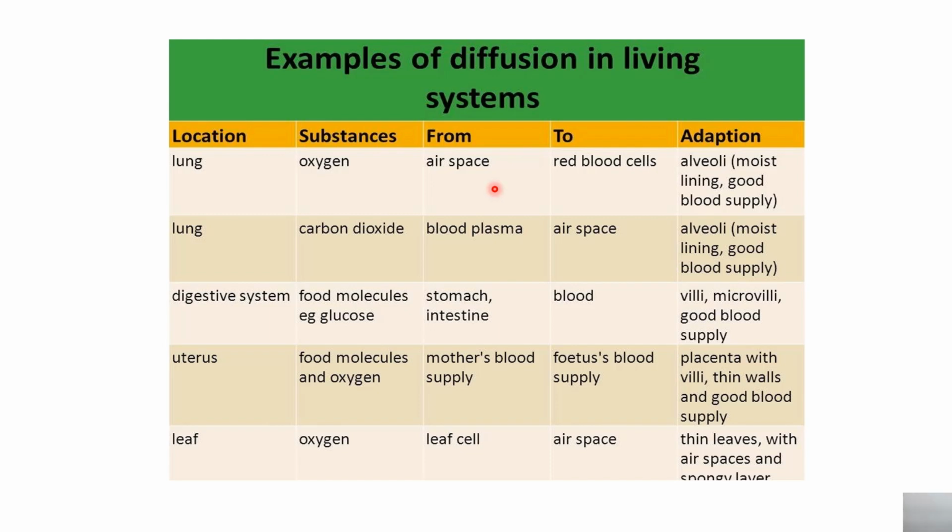So what are the examples of diffusion in living systems? For example, in the lung, oxygen goes from airspace to RBCs. Adaptation happens in alveoli: moist lining, good blood supply. Then in the lung, carbon dioxide goes from blood plasma to airspace. Alveoli, moist lining, good blood supply. In the digestive system, food molecules like glucose go from stomach and intestine to blood. In the uterus, from mother's blood supply to fetus blood supply. In a leaf, from leaf cell to airspace.